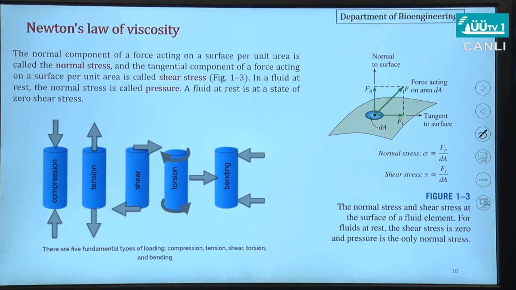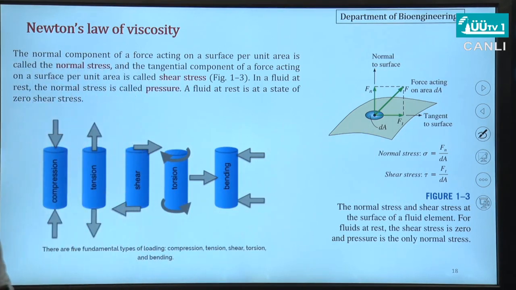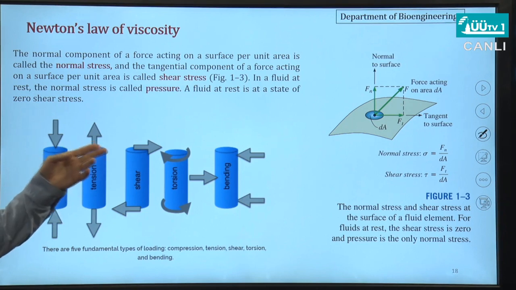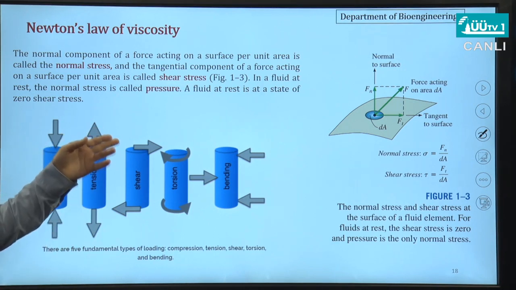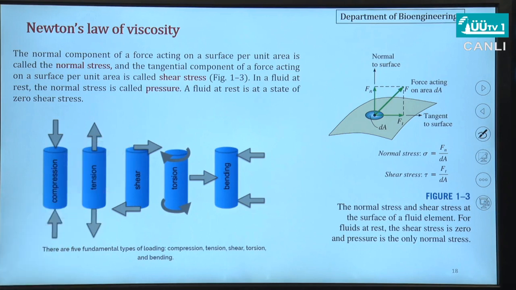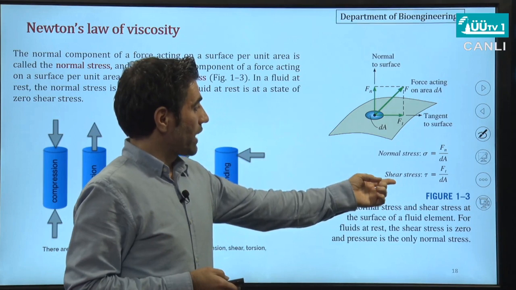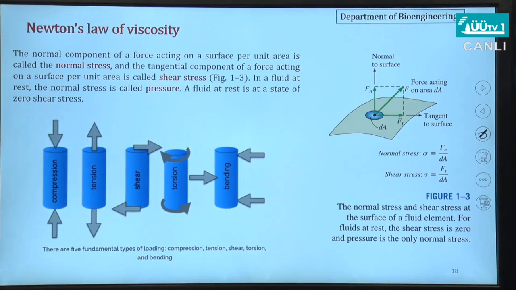From physics, we know that when a force acts on a surface, as you can see here, this force acting on an area A will have two different components, tangent to the surface and normal to the surface. Now we can easily calculate normal stress and shear stress by using these two components. The normal stress is equal to the normal component of the force over the surface area dA. If we want to calculate shear stress, we should use this tangent component of the force, applied on the surface area A.